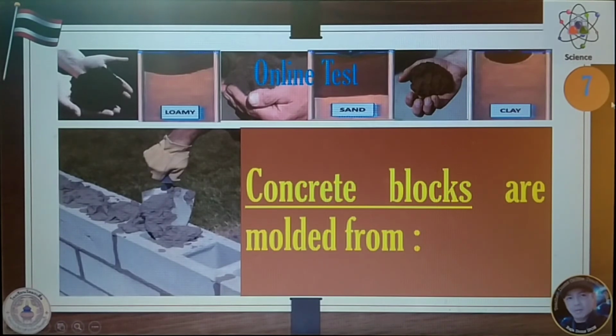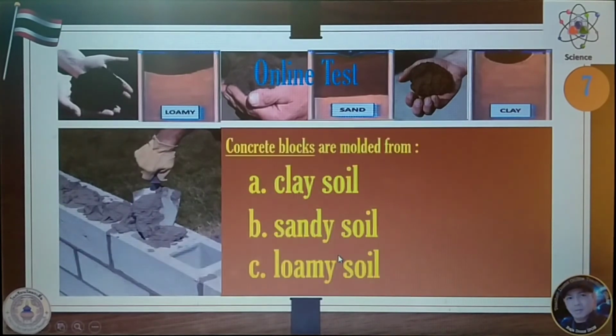Online test 7. Concrete blocks are molded from A. Clay soil, B. Sandy soil, C. Loamy soil.